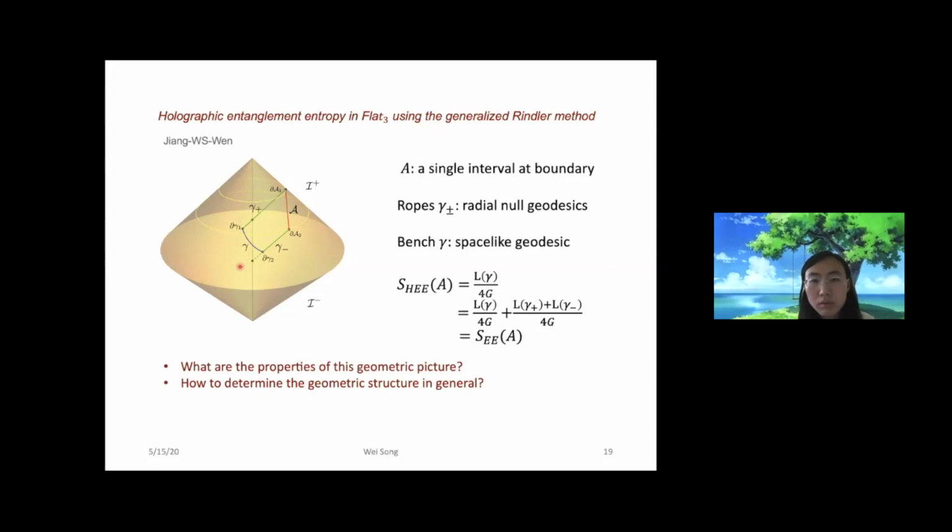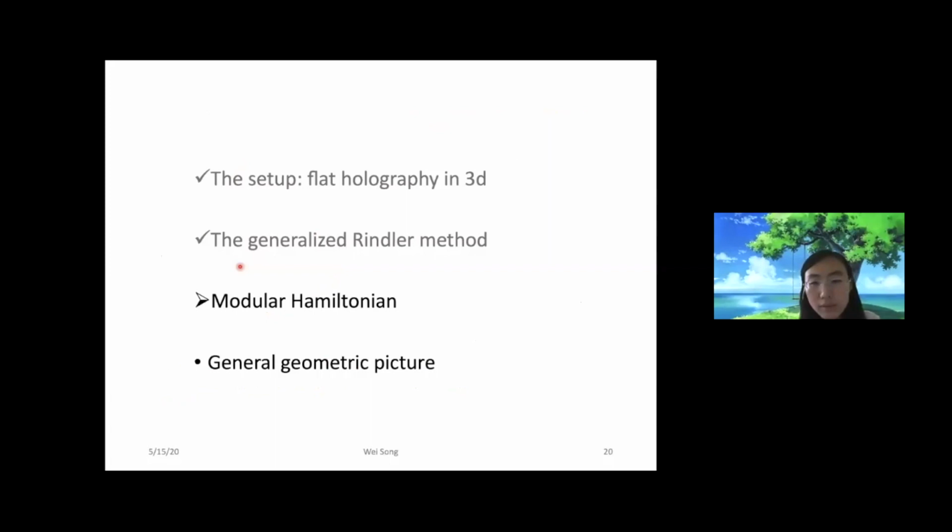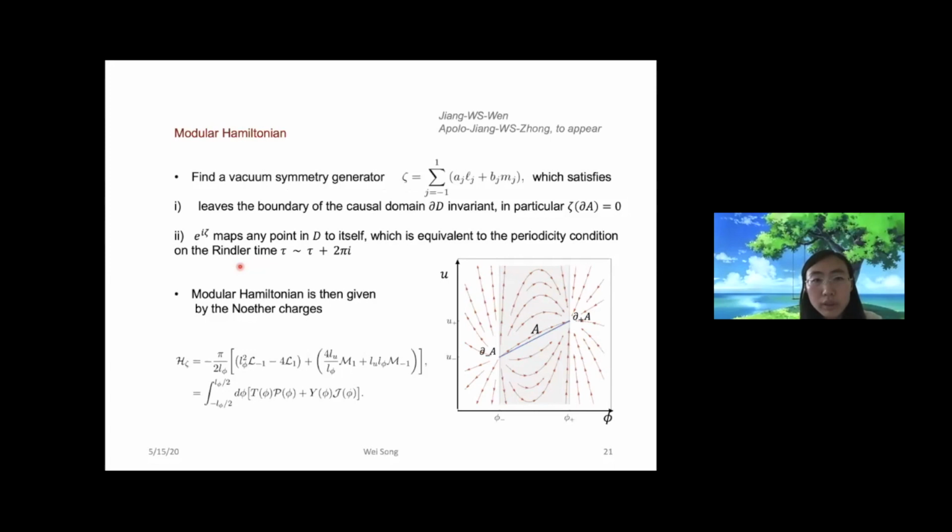So now let's try to see how to write down the modular Hamiltonian. As I mentioned before, explicitly using this Rindler transformation, one can find the modular Hamiltonian by going to the Rindler space, finding the thermal generator, and transforming it back to the original coordinates. But alternatively, one can just find it using a few requirements.